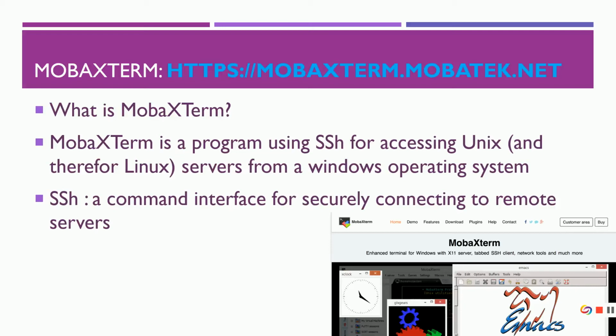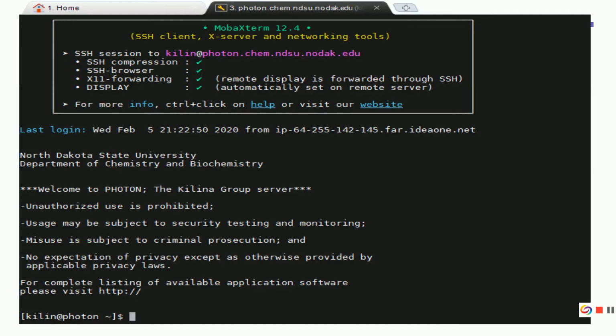You'll be accessing Unix in this course through MobaXterm. What is MobaXterm? It is a program that uses SSH for accessing Unix servers from a Windows operating system. SSH being a command interface for securely connecting to remote servers. Looks something like this, as we know from the Wednesday sections of this course.